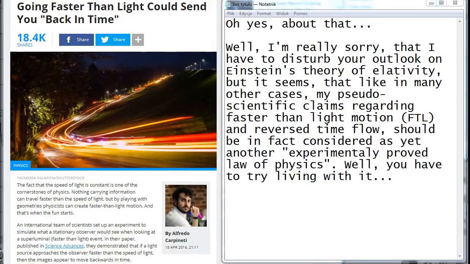Oh yes, about that. Well, I'm really sorry that I have to disturb your outlook on Einstein's theory of relativity, but it seems that like in many other cases, my pseudoscientific claims regarding faster than light motion, FTL, and reverse time flow should be in fact considered as yet another experimentally proved law of physics. Well, you have to try living with it.